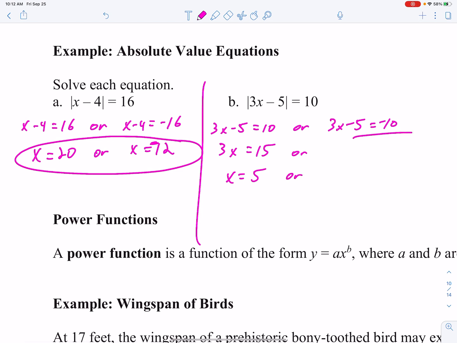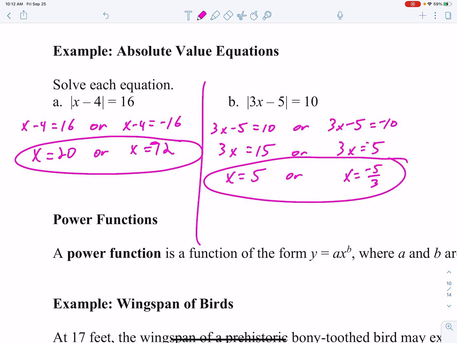Same process, we're going to add 5 to both sides. Be careful, negative 10 plus 5 is negative 5. Divide by 3, x equals negative 5 over 3. And there we go, so x is either equal to 5 or negative 5 over 3. All right, make sure you practice those types of questions.